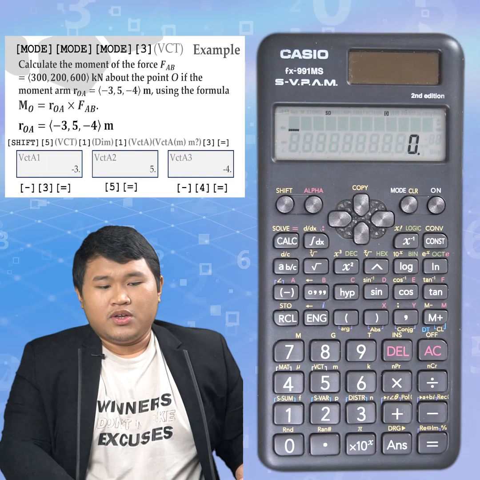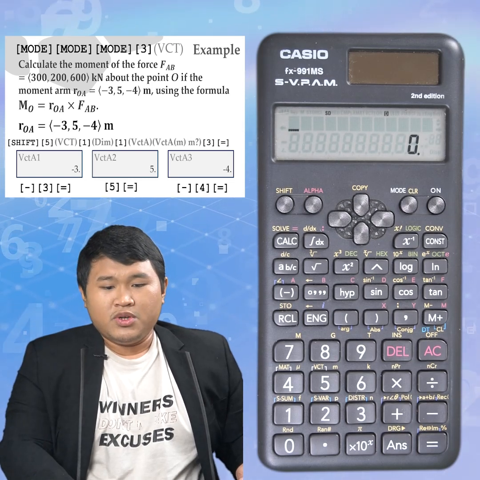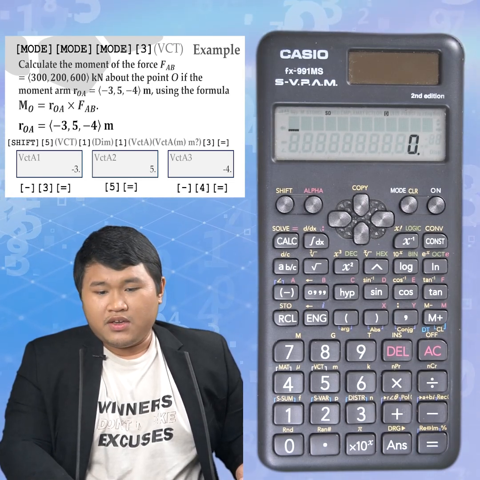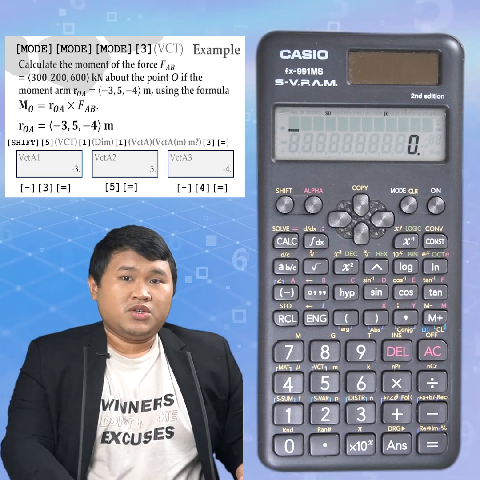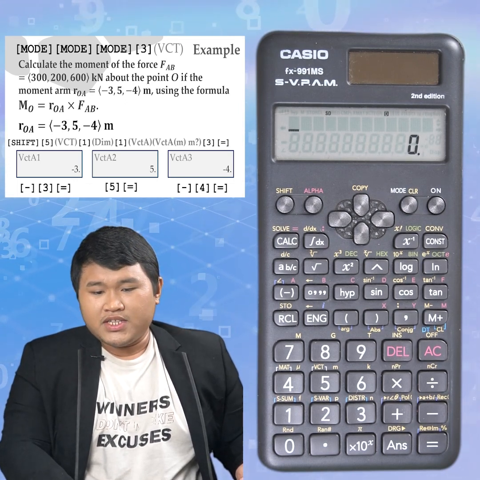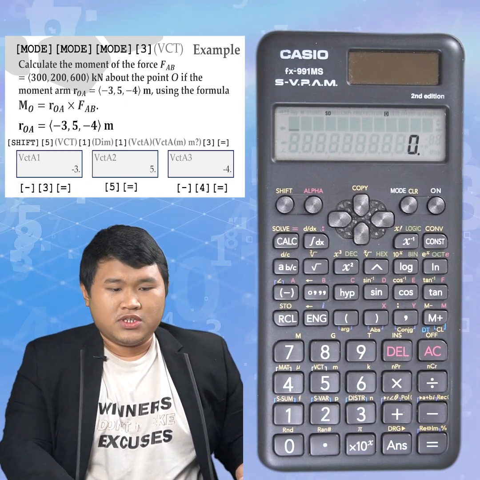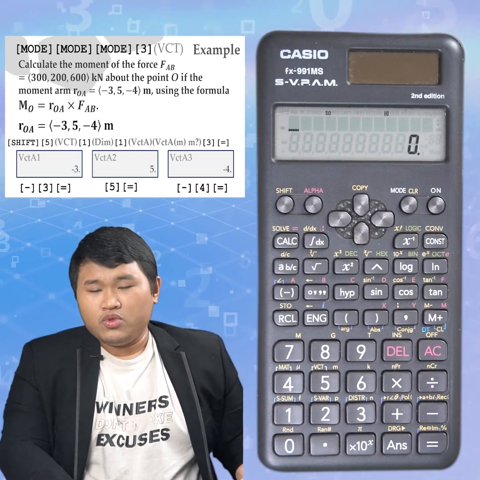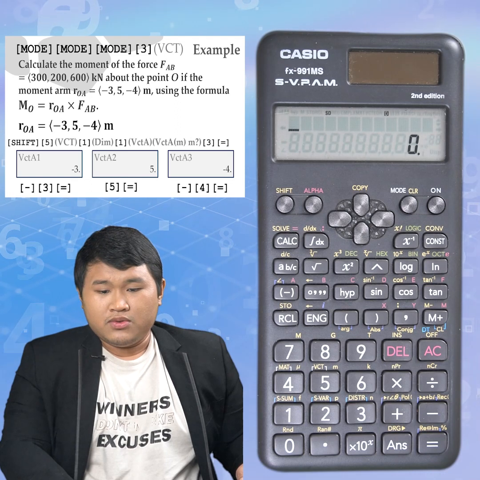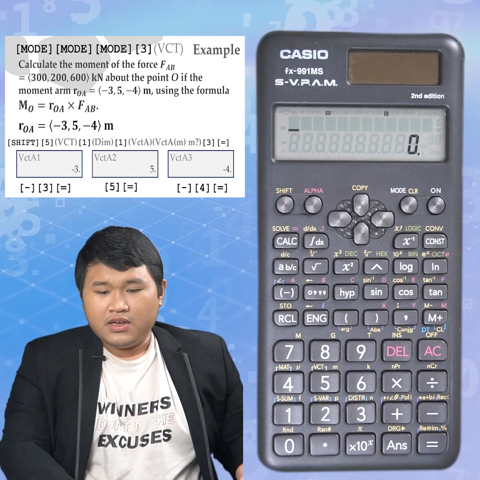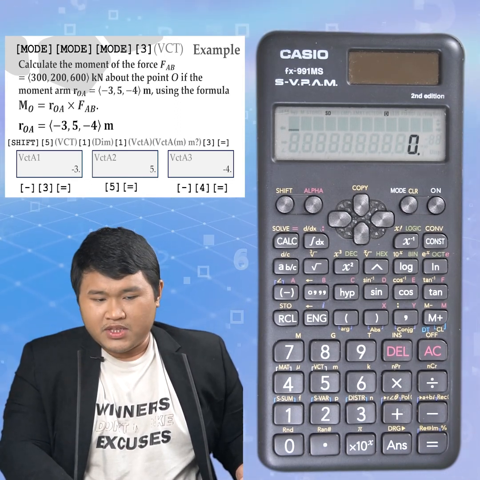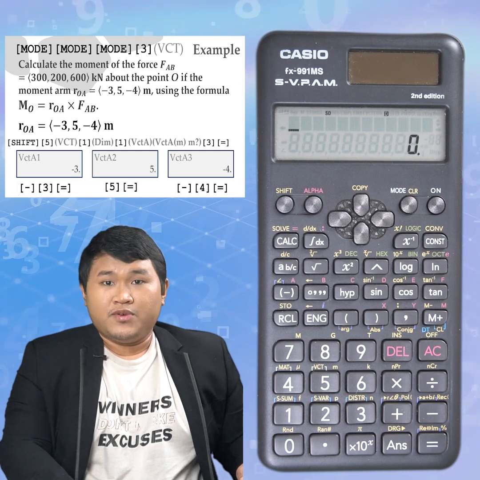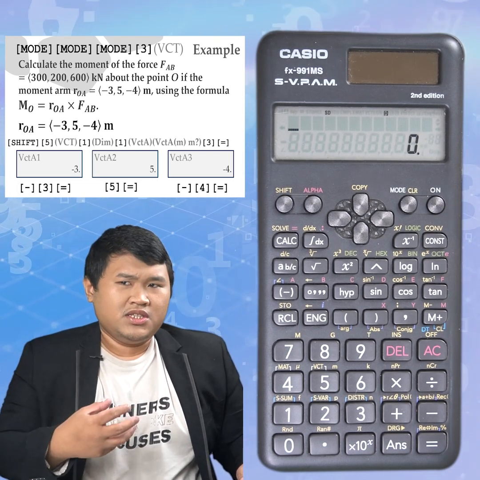Let's get started. In this example, we are to calculate the moment of the force AB given by this angle bracket notation 300, 200, 600 kilonewtons about the point O, if the moment arm from point O to point A is equal to the vector -3, 5, and -4 meters. So we are to use the formula for the moment, which is common in classical mechanics.